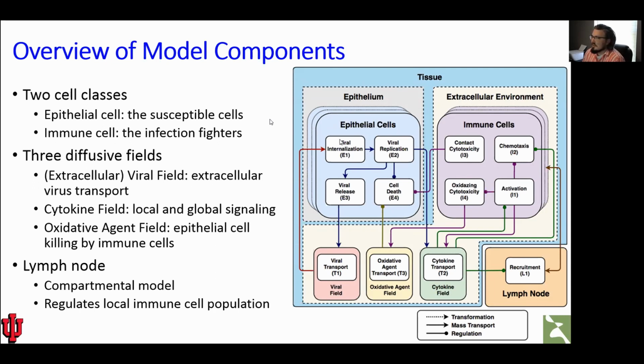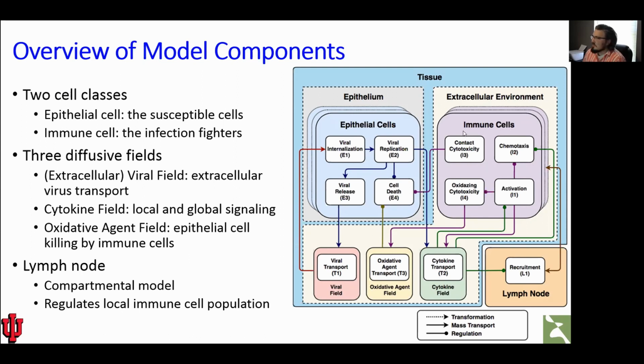So our first cell class is epithelial cells. The epithelial cells are the cells in simulation that can actually be infected due to the virus in our simulations. These are the cells that experience viral replication inside each individual cell, and then will release virus back into the extracellular space, and can also die, either due to viral activities inside the cell, or various cytotoxic killing mechanisms by our second cell class, which is a generic immune cell class.